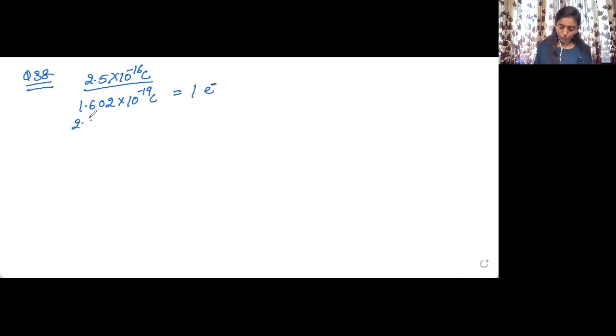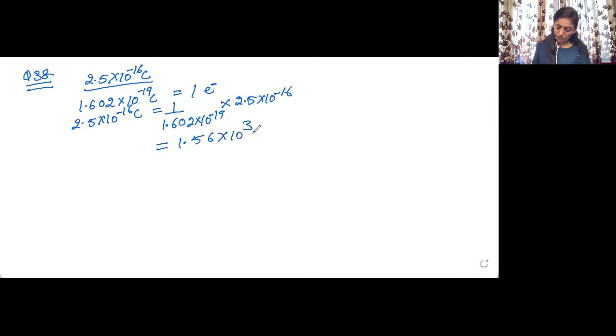Okay, therefore 2.5 multiplied by 10 raised to the power minus 16 coulomb is equal to 1 upon 1.602 into 10 raised to the power minus 19 multiplied by 2.5 into 10 raised to the power minus 16. So it will come out to be equal to 2.5 divided by 1.602. It is coming out to be equal to 1.56 into 10 raised to the power 3 electrons. So these many electrons are required to produce the given charge.